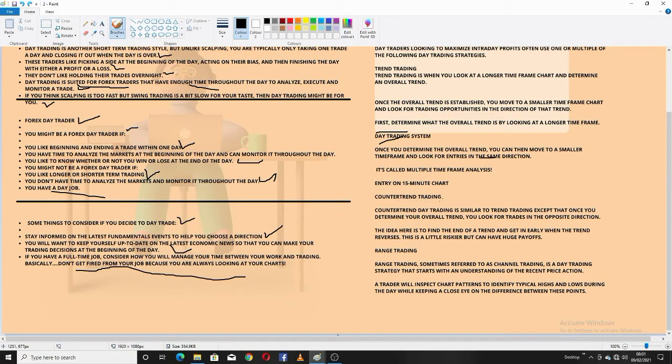Counter trend trading. Counter trend day trading is similar to trend trading, except that once you determine a trend, you look for trades in the opposite direction. This one is more like a trend line breakout strategy. So once you find that the market is going up, you are looking for breakouts so that you can catch the new trend. That's counter trend trading.